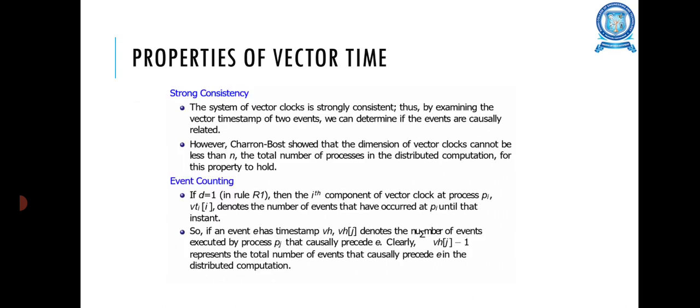The second property is strong consistency. The third one is event counting. Strong consistency means the system of vector clocks is strongly consistent. Thus, by examining the vector clocks of two events, we can determine whether they are causally related. Then event counting means if d equals 1 in rule 1, then the ith component of the vector clock at process Pi, Vti[i], denotes the number of events that have occurred at Pi until that instant.